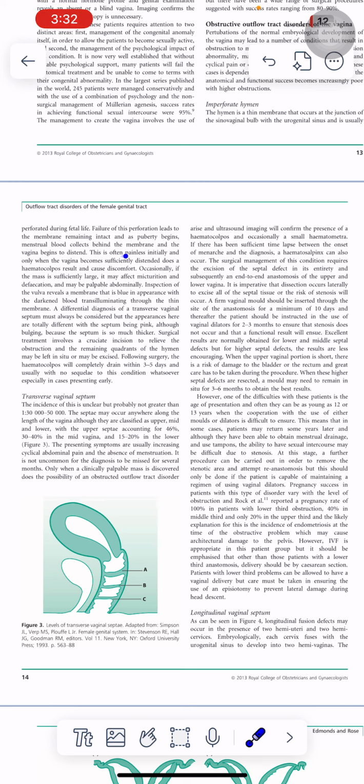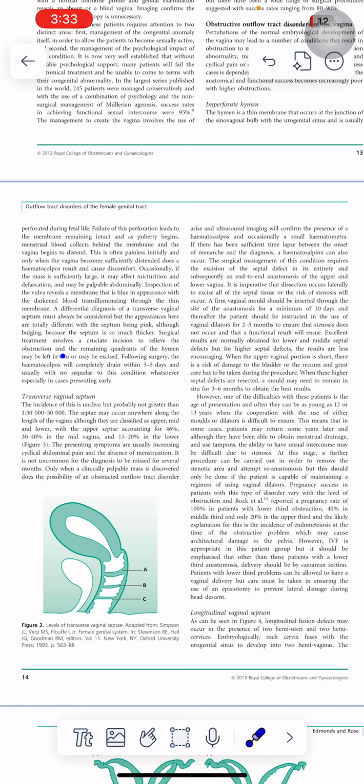Menstrual flow collects behind the membrane, and the vagina begins to distend. This is often painless initially, and once the vagina becomes sufficiently distended, it leads to hematocolpos and causes discomfort. If sufficiently large, it may affect micturition or defecation, and may be palpable abdominally. Inspection is clear, with a bluish appearance of the membrane, darker blood transilluminating through the thin membrane. Transverse vaginal septum should always be considered in the differential diagnosis, but the appearance is different, with the septum being pink and much thicker.